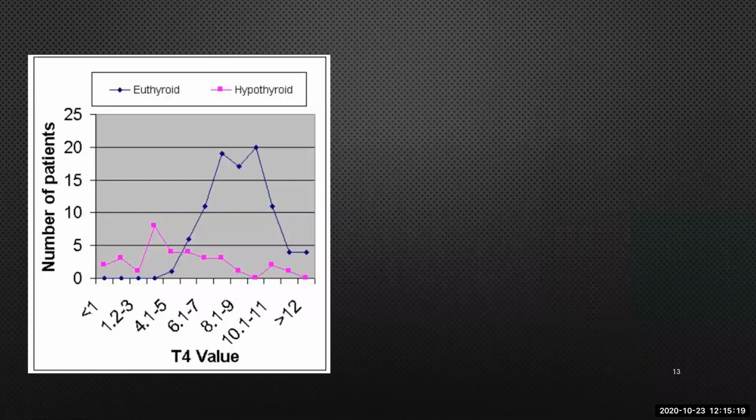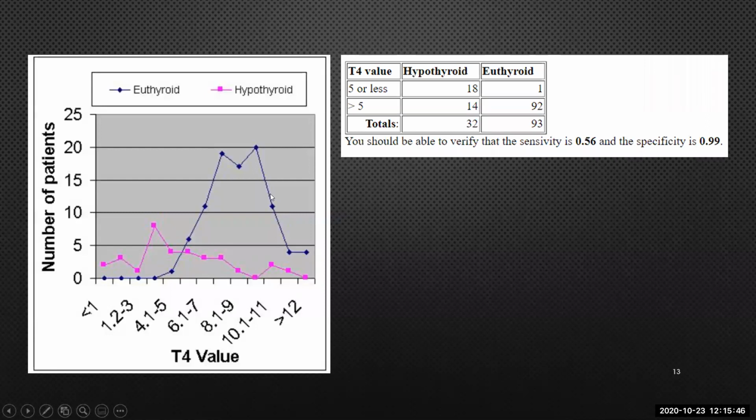So let's take, for example, T4 values. In 1987, a couple of authors did an analysis looking at T4 levels and at which level patients were euthyroid or hypothyroid. And so here's a graph of what they found, right? And that looks like the two little bumps that we saw before. And so they're trying to decide where we should put the cutoff point for a T4 value. If we put the cutoff point at a T4 value of 5 or less, then in that group, most of the patients were hypothyroid.